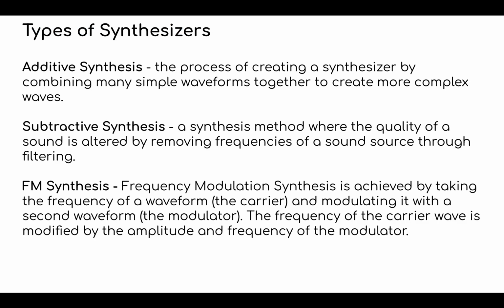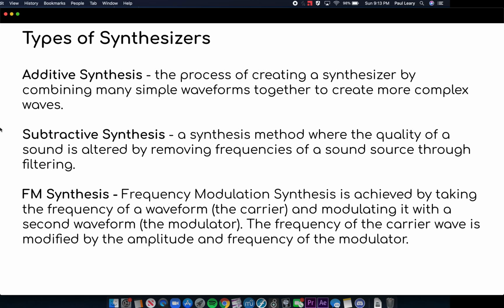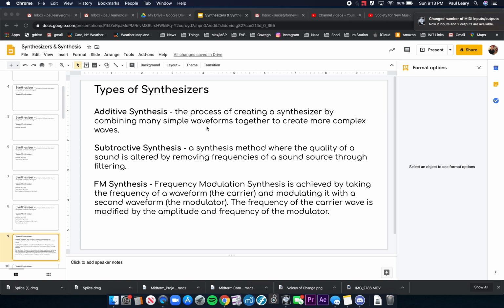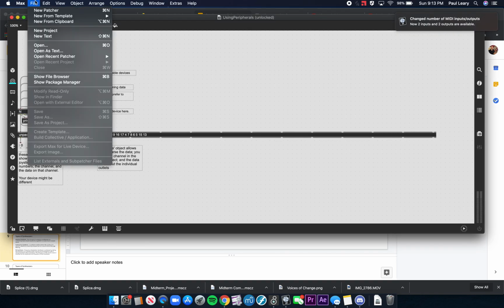So the first thing is additive synthesis. Additive synthesis is the process of creating a sound by combining many simple waveforms together to create a more complex wave, right? I was talking about this in a class. Actually, I can show you, because in Max, I had this example. I use this all the time, but a perfect example of this is additive synthesis.